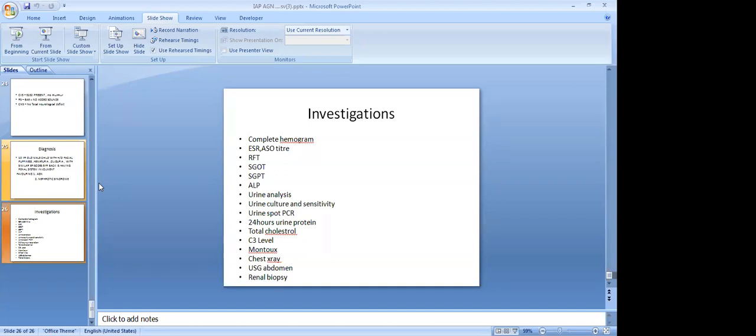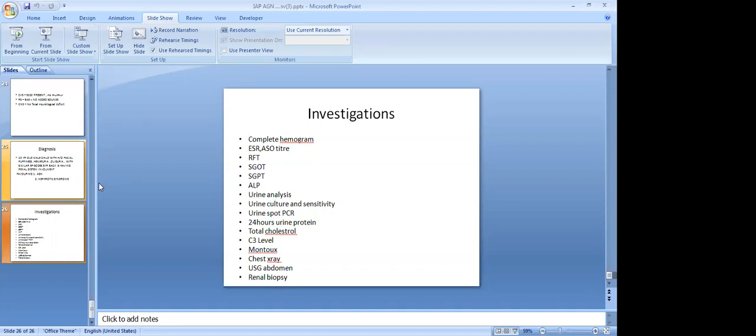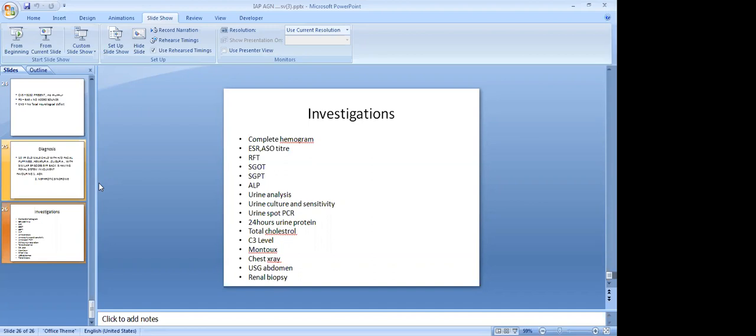Okay. Can it be recurrent UTI? Recurrent UTI can be considered, sir. In this patient, do you want to entertain recurrent UTI as a differential cause for this recurrent hematuria? No, sir. Why do you want to negate recurrent UTI in this patient?